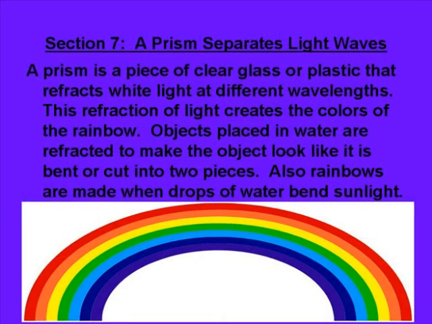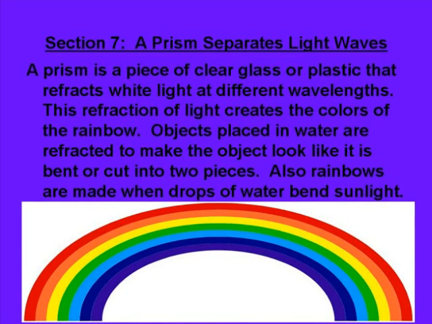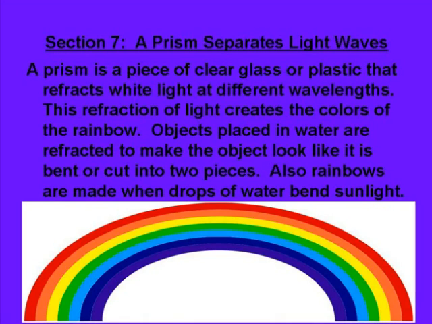Section 7. A prism separates white light. Using a prism is one way to refract white light. That means that white light goes in the prism and is bent at different wavelengths and comes out as colors. A prism is a piece of clear glass or plastic that refracts white light at different wavelengths. This refraction of light creates the colors of the rainbow. Objects placed in water are refracted to make the object look like it is bent or cut into two pieces. Also, rainbows are made when drops of water bend sunlight.